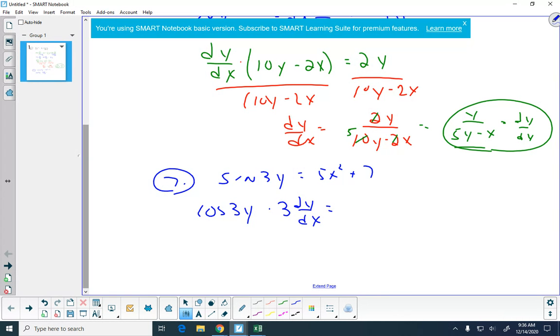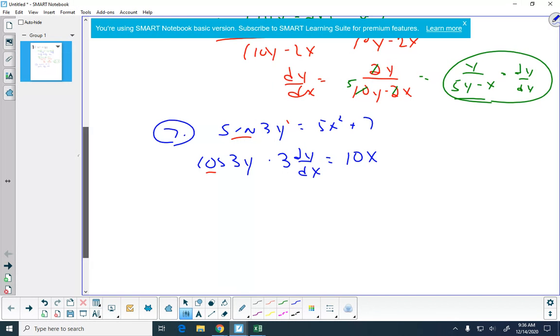And then on the right-hand side, what do we have? 10x. This is the value of 10x. Okay, we take the derivative of the trig function first, which is the sine, so we get a cosine. Then we go inside and take the derivative of 3y. Derivative of 3y is 3 times 1, which is 3, and then a dy dx.